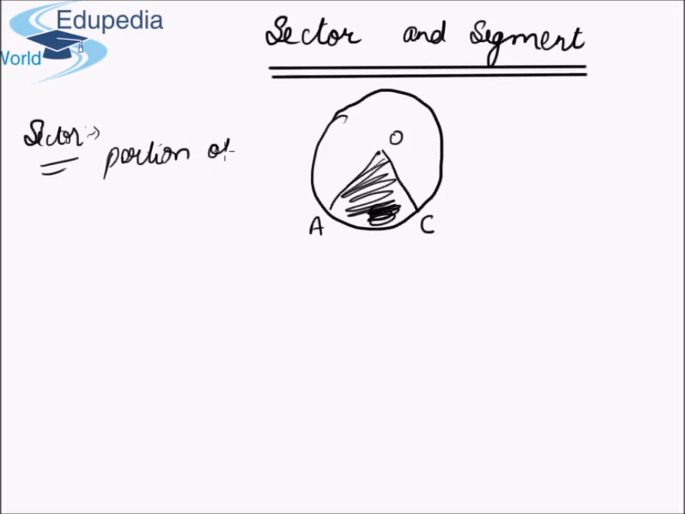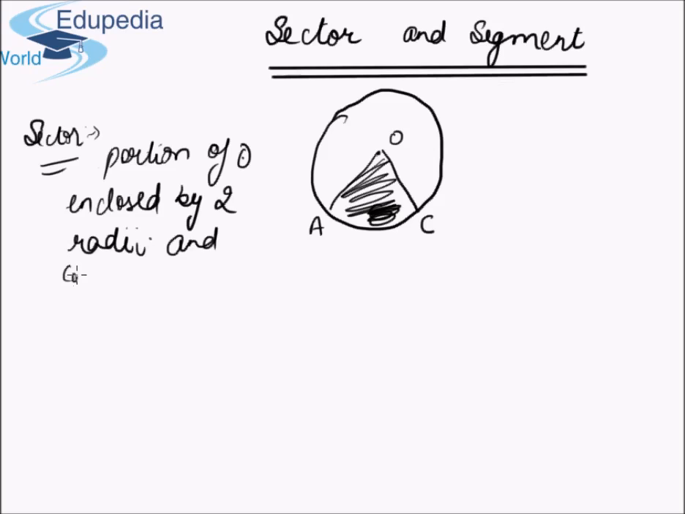A sector is a portion of a circle enclosed by two radii and the corresponding arc. Now the arc AC is denoted by this curl over it.